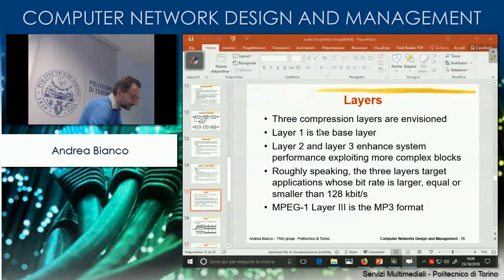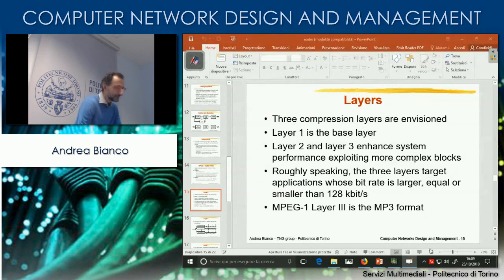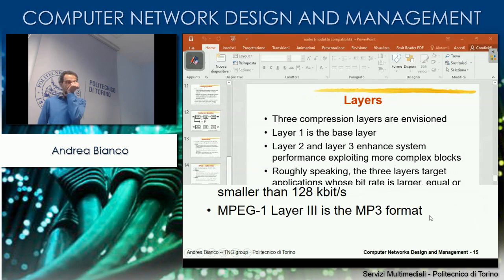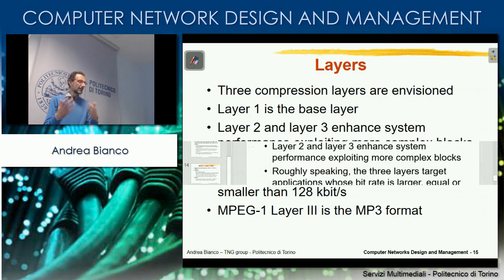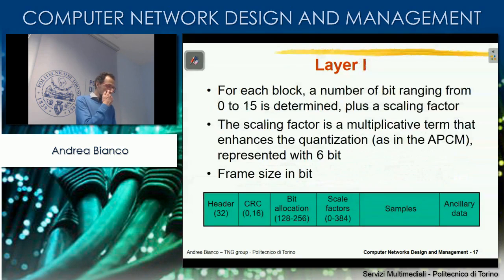And in MPEG-1, 3 layers are envisioned. One is called the base layer, which guarantees the minimum information, the smallest quality, and then layer 2 and layer 3, which enhance system performance by adding something more. Okay? The MP3 format is actually the MPEG-1 layer 3 standard. We can skip the technique by which we obtain the layers here, it's not so important.